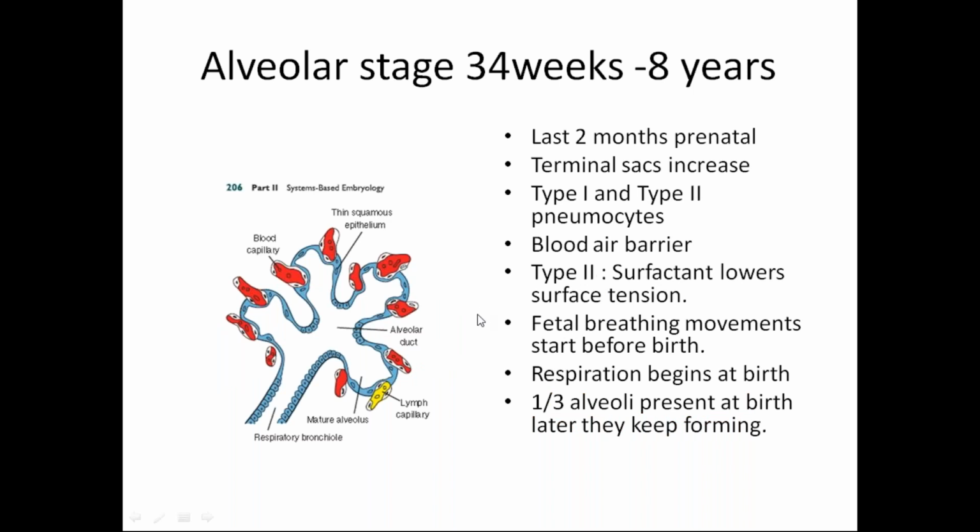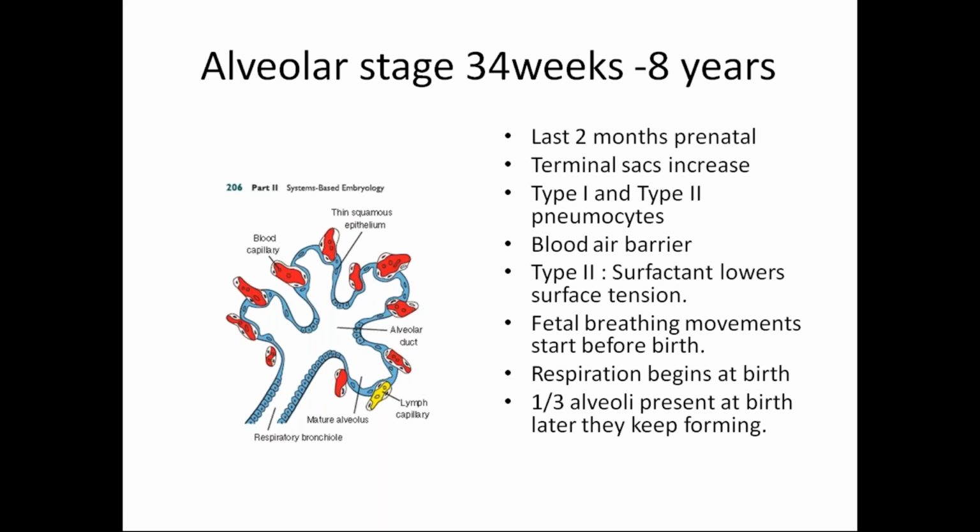The last stage we say is the alveolar stage, the last 2 months prenatally, and now look at the blood vessels. They are closely opposing with this. So you find that the terminal part of these, this is the respiratory bronchiole, these are the atrium, these are the alveolar sacs, alveolar ducts, the alveolar sacs, and what do we see with it? We see squamous epithelium lining them. These are called the alveolar cells or the pneumocytes.